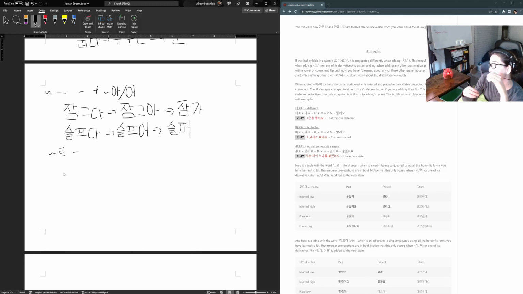And if the final syllable in the stem is ru, like maruda, this conjugates differently when adding a and o. This irregular only applies when adding a and o or any of its derivatives to a stem, and not when adding any other grammatical principles that start with a vowel or consonant. Up until now, you haven't learned about those other grammatical principles, so don't worry about this distinction too much. When adding a and o to these words, an additional ru is created and placed in the syllable preceding ru as the last consonant. The ru also gets changed to either ra or ra, depending on if you're adding a, o, or a. This is done to both verbs and adjectives.